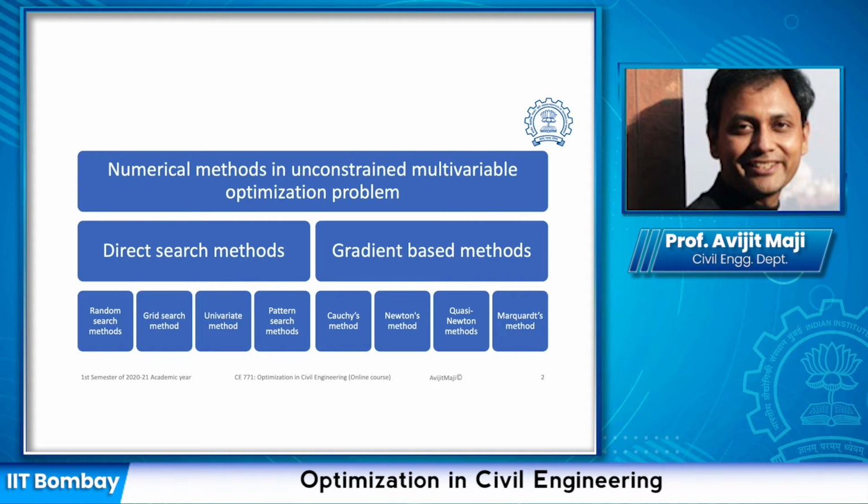Within the gradient based methods, the four major methods are Cauchy's method, Newton's method, quasi-Newton method, and Marquardt's method. Among the four, today we are going to discuss Cauchy's method, Newton's method, and Marquardt's method. We are not going to discuss the quasi-Newton method in this class.